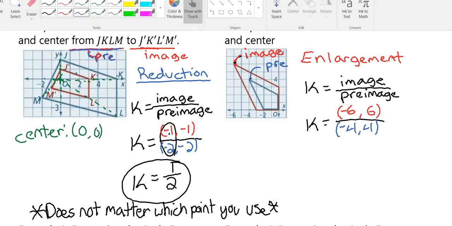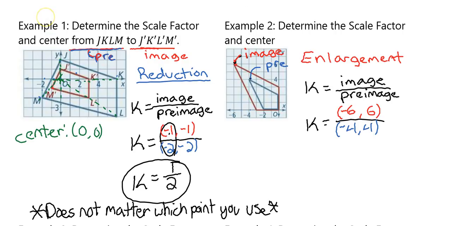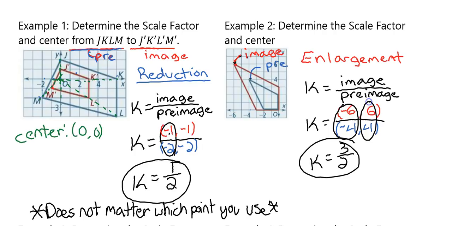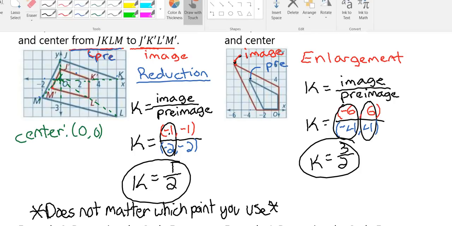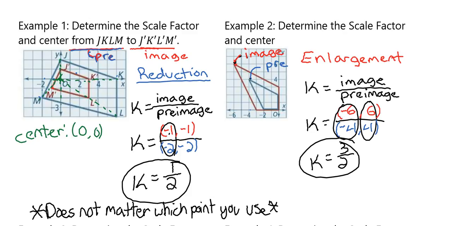So I can divide either my x or my y. I can look at both to check. All right, -6 divided by -4 equals 3/2. 6 divided by 4 also equals 3/2. So that's fine. Okay. Then again, just showing how we get our center. I'm going to draw those lines from each point to its friend point, I guess. We would call it a corresponding point. So here our center is also 0, 0.